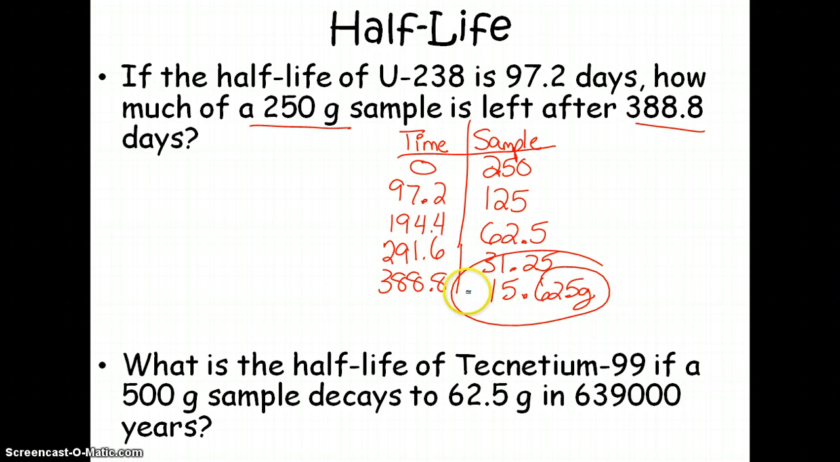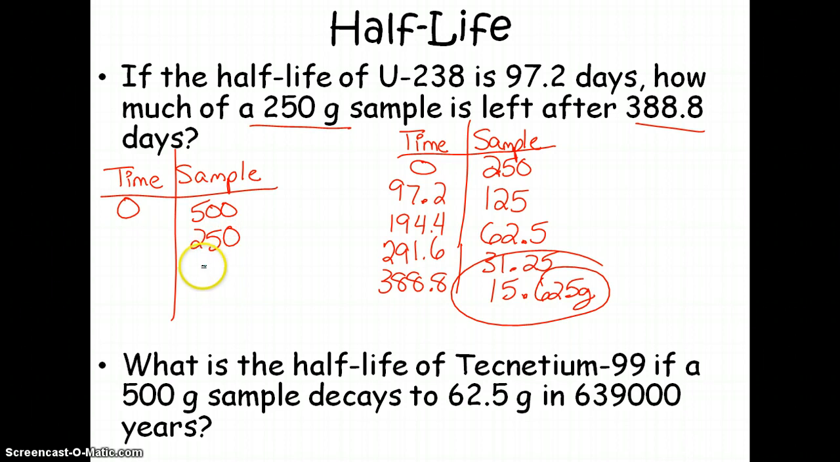All right, the last question wants to know the half-life of the Tc-99 element. If a 500-gram sample decays to 62.5 grams in 639,000 years. So I'm going to make it up here because it'll be easier for us to see. Again, time's always at 0. And we started with 500 grams. Now we know that our sample cuts in half every time, and we want to get to 62.5 grams.